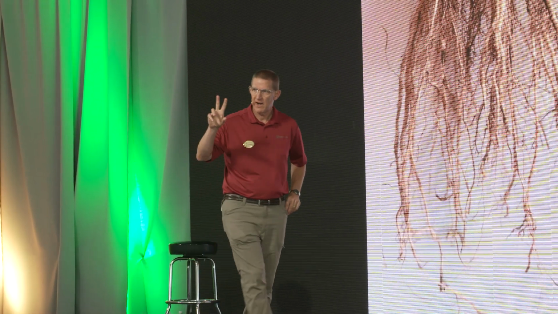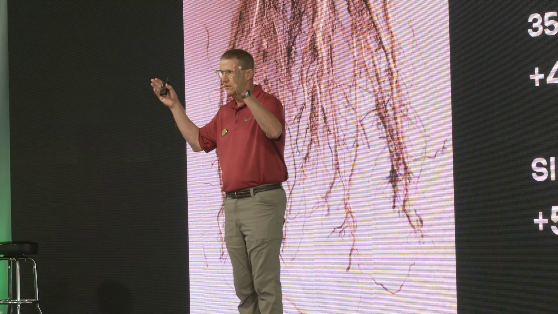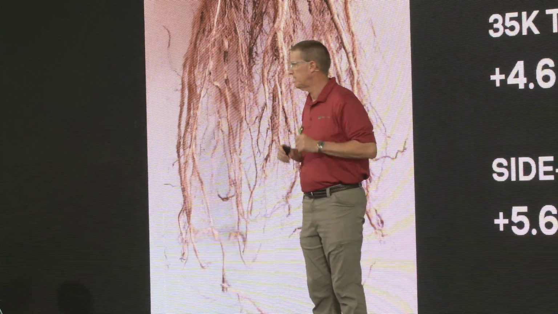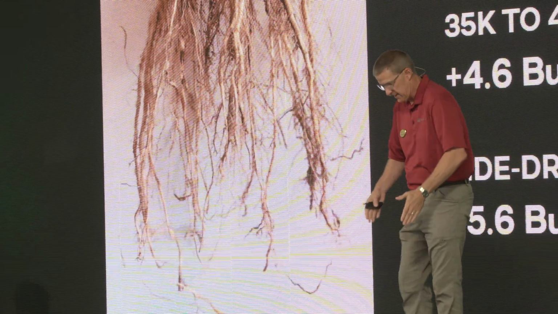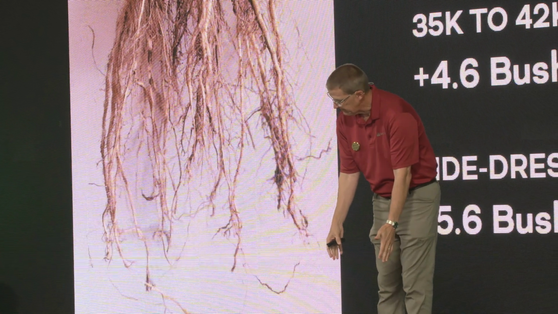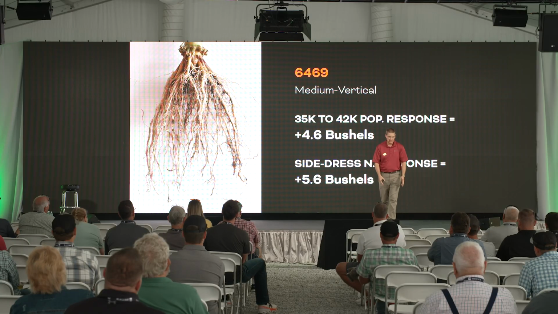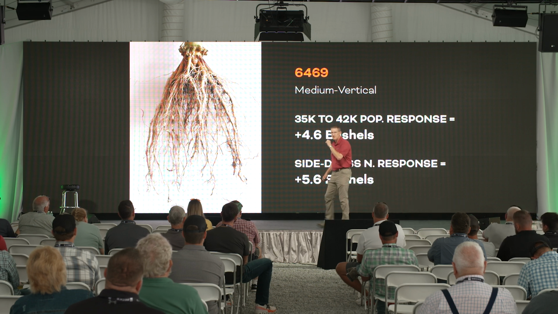Interestingly enough, we have a couple hybrids that are closely related. Same family, okay? Very closely related hybrids. But the interesting thing is they have two completely different root architectures. So here's one, 6469, has a vertical root architecture, had a positive response to increasing population. Now think about roots touching, crowding the plants, right? And had a moderate response to side dress application.